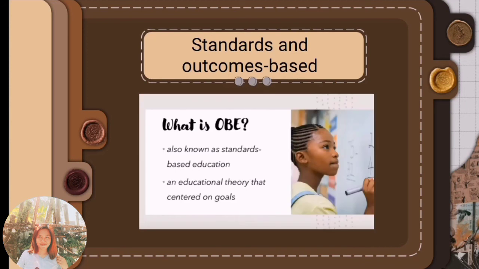OBE? OBE, or outcome-based education, is also known as standards-based education. This is a theory that is centered on outcomes or goals, which means that we are shifting our focus. We are no longer focused on trying to finish everything that we need to finish for the entire school year. Instead, our focus is that our students should reach the goals or the outcomes that we have set for them.